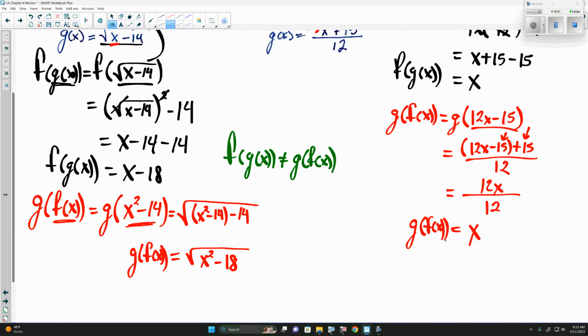is x, which tells us for this function here that f of g of x is equal to g of f of x, which is equal to x. So yes, they are indeed inverses. Questions on any of this here?